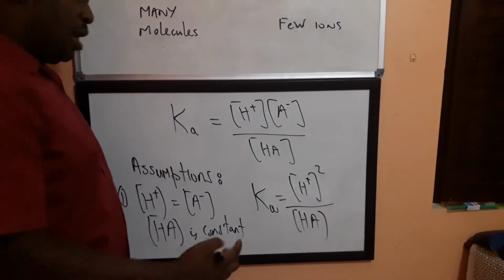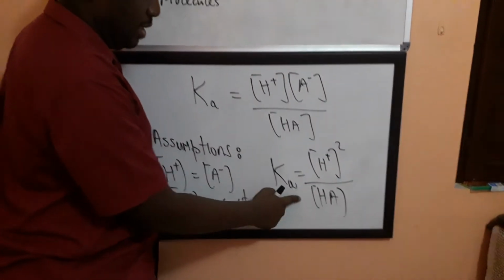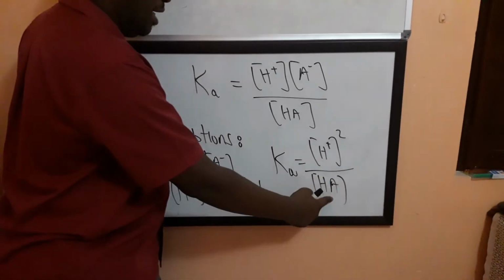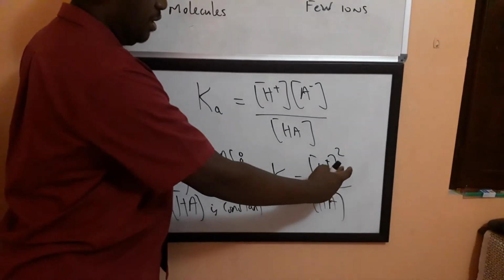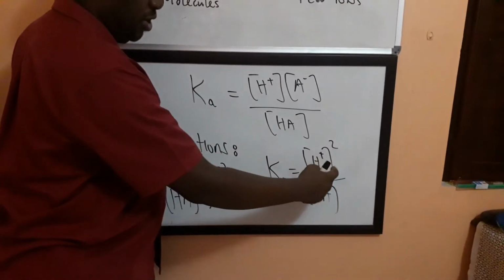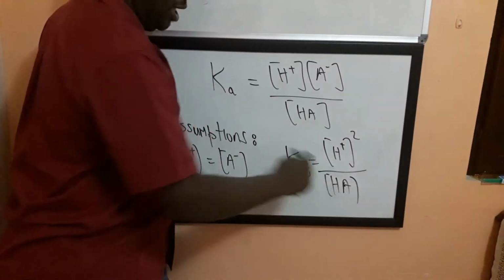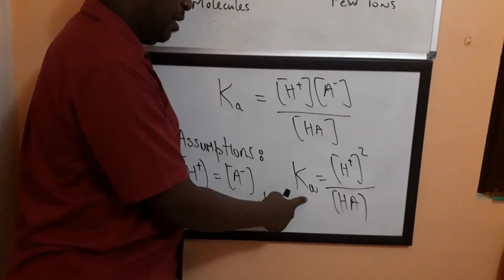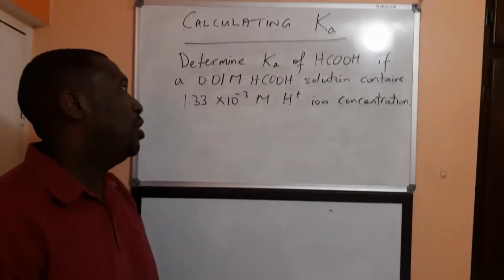Now, what that does, it allows us to do two things. It allows us to calculate the value of Ka if the H plus concentration and HA concentrations are known, and it also allows us to calculate the hydrogen ion concentration, hence pH, if we know Ka and HA concentration. And we're going to look at calculating Ka. Let's look at an example of calculating the acid dissociation constant.